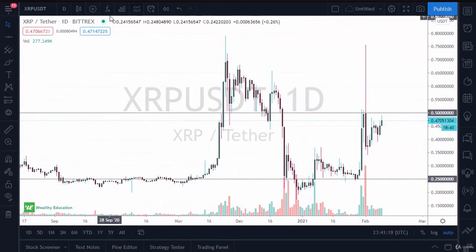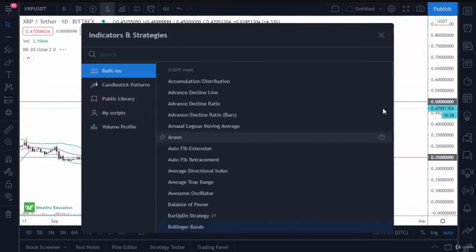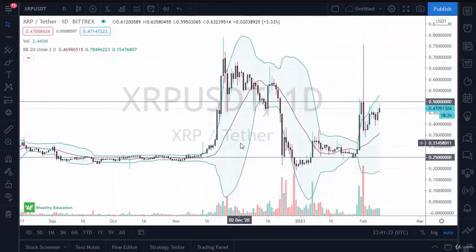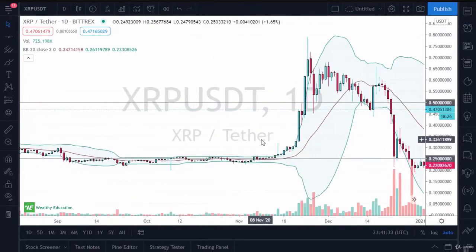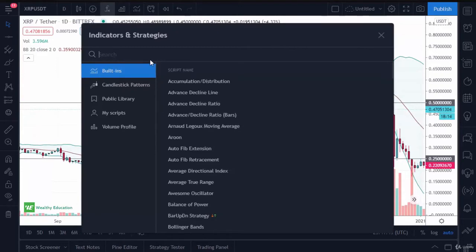So let's go ahead and put Bollinger Bands on this. And as you would expect, this broke the Bollinger Band. This broke the Bollinger Band, and this. We had this Bollinger Band squeeze, so we can look at this breaking outside and closing outside of the Bollinger Band as a potential breakout. I would clearly think that would be the case.